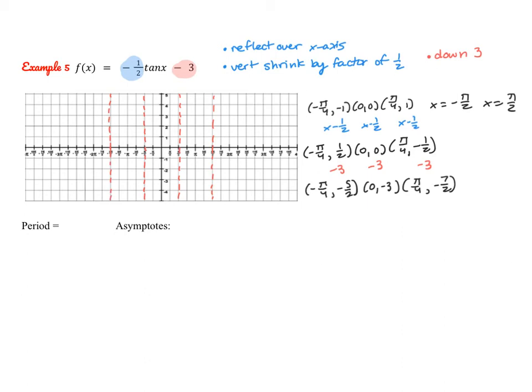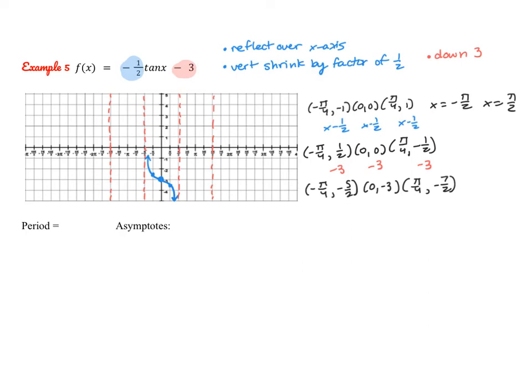Okay, so our center point is now at 0, negative 3, so here. And then we have negative pi over 4, negative 5/2, which is negative 2.5. And then we have positive pi over 4, negative 7/2. So you can see since we have that reflection, we now have the decreasing graph, and you can see that it is kind of squished down, and it has been shifted down 3.